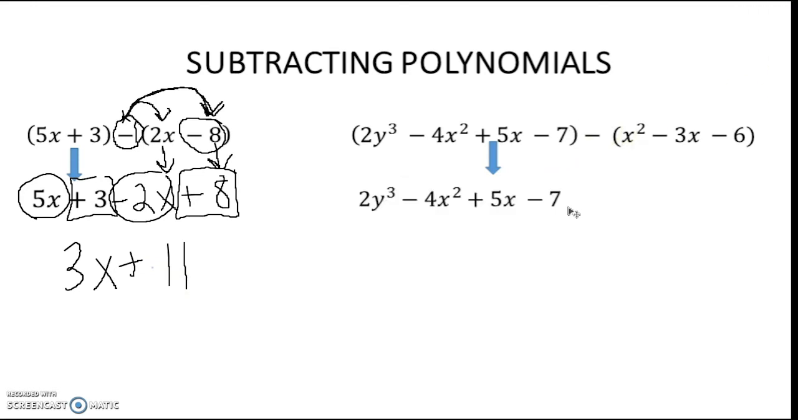Again, the first parentheses, we don't do anything with it. We just bring it down and drop those parentheses. Now, for the second parentheses, we are going to bring everything down, but we're going to multiply it all by -1, which means the same thing as changing the sign of everything in that parentheses.